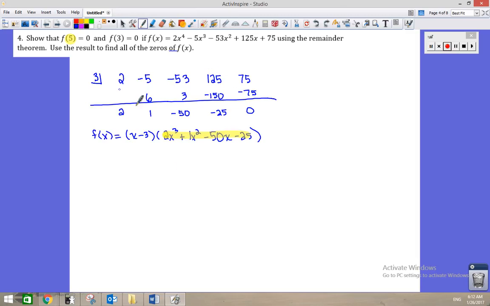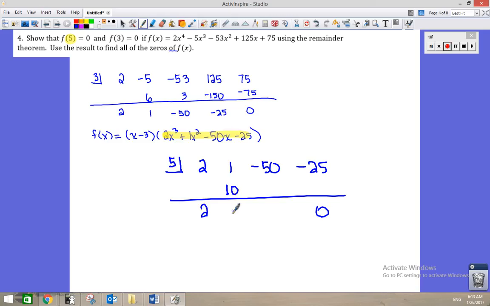So let's come in with this 5. This is in standard form with no missing terms: 3, 2, 1, constant term. So I've got 2, 1, -50, -25, and I'm expecting a 0 right here, and if I don't get it, then something's wrong somewhere. So I've got 2, 10, 11, 55, 5, 25.